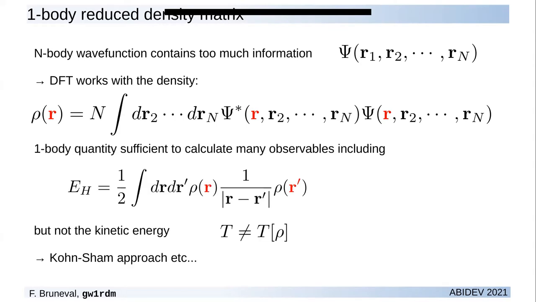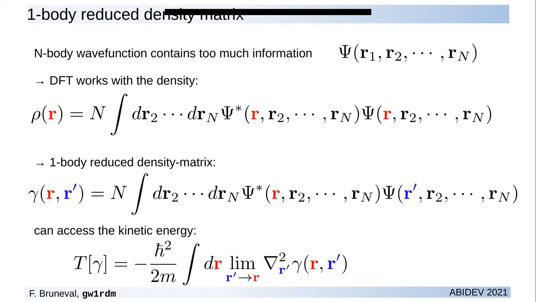DFT is good, because once you have the density, you can calculate many parts of the total energy. For instance, you can calculate the electronic repulsion, the Hartree energy. But you cannot calculate the kinetic energy. The kinetic energy is not a direct functional of the density. In principle it is, from Hohenberg and Kohn, but there is no working formula to write explicitly the kinetic energy from the density. And that's why we are all using the Kohn-Sham scheme.